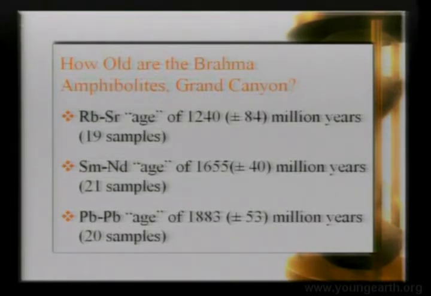Now, even with those error margins, those ages do not overlap. The plus or minus in the brackets is the error margin from the analytical error in the chemical analyses. And you can see there that none of those ages agree, none of them overlap. They are distinctly different from one another. How is it that these three different methods on the same rock samples give three entirely different ages?